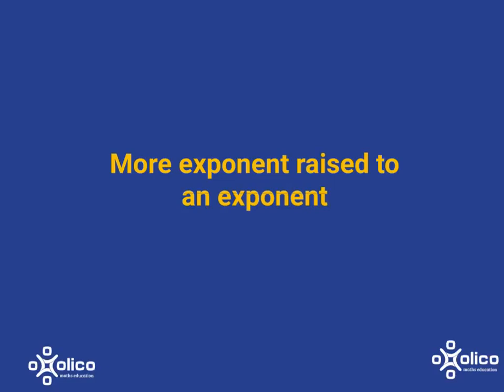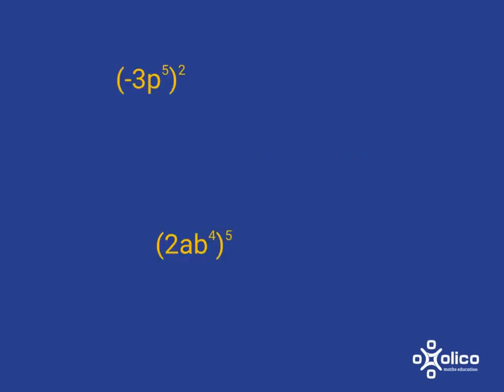We've looked at raising an exponent to an exponent, and now we're just going to look at some slightly more complicated examples of the same thing. Okay, so if we have something like this, negative 3p to the power of 5, that whole thing is being squared, in other words, multiplied by itself.